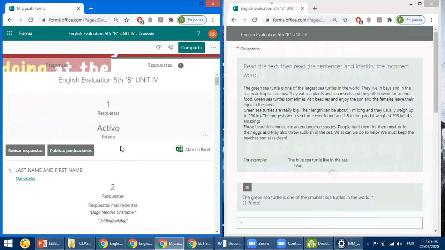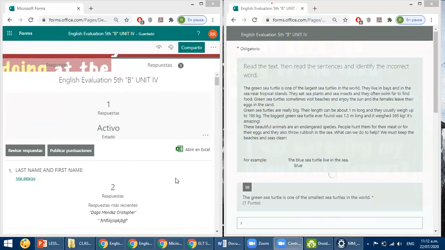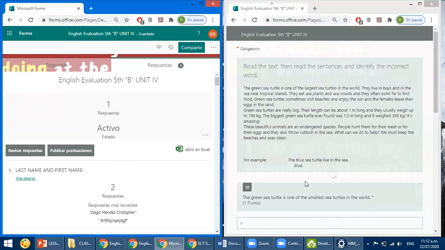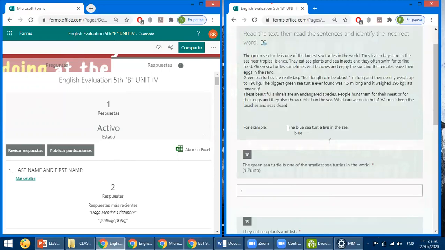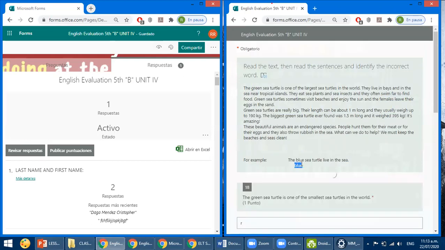En la 18, en la pregunta 18, ¿qué tenemos que hacer? 18. Yeah, 18. Camila, is this part. Pay attention. Read a text. Read these sentences. Identify the incorrect word. Only the incorrect. This is the example, Camila. Look, we have here an example. The sentence is, the blue sea turtle live in the sea. The incorrect word, the incorrect is blue. Because it's not blue, it's the green sea turtle.